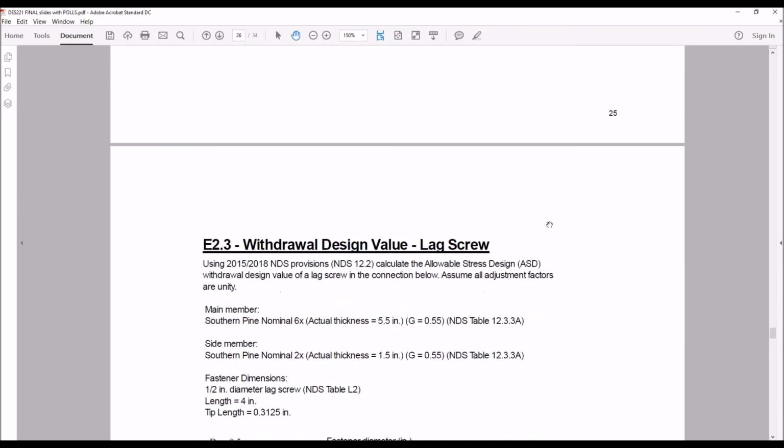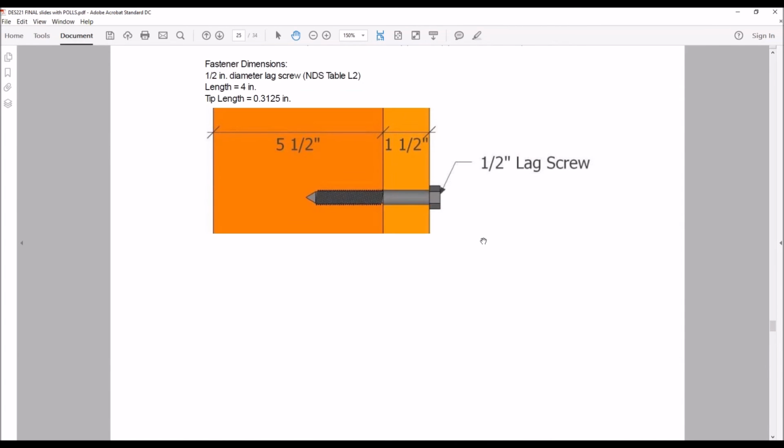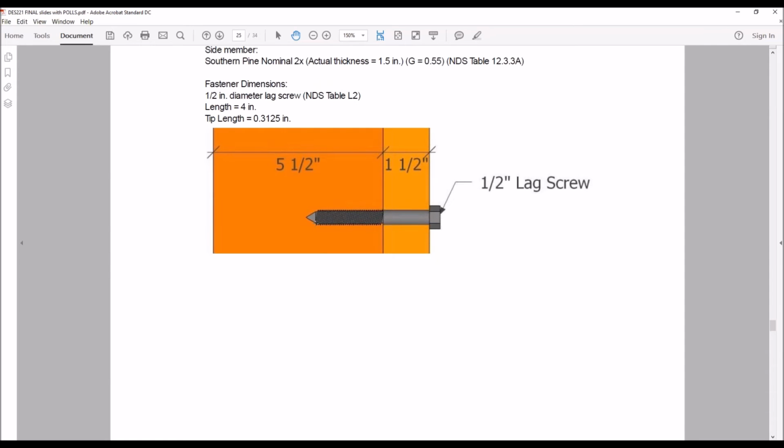So let's look at that up on the picture here. So our main member penetration for our lag screw, let's see, here we go. Okay, is assumed to be, can you guys see my spotlight? Yep, see it. All right, my laser pointer is up.